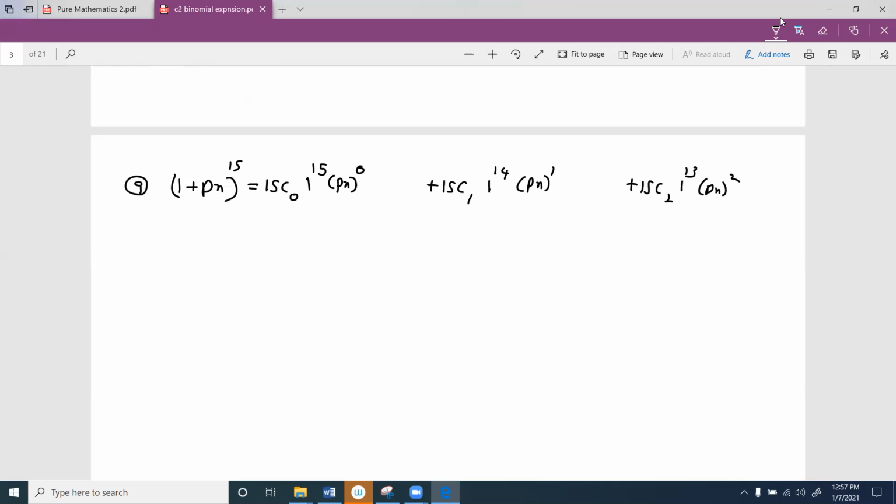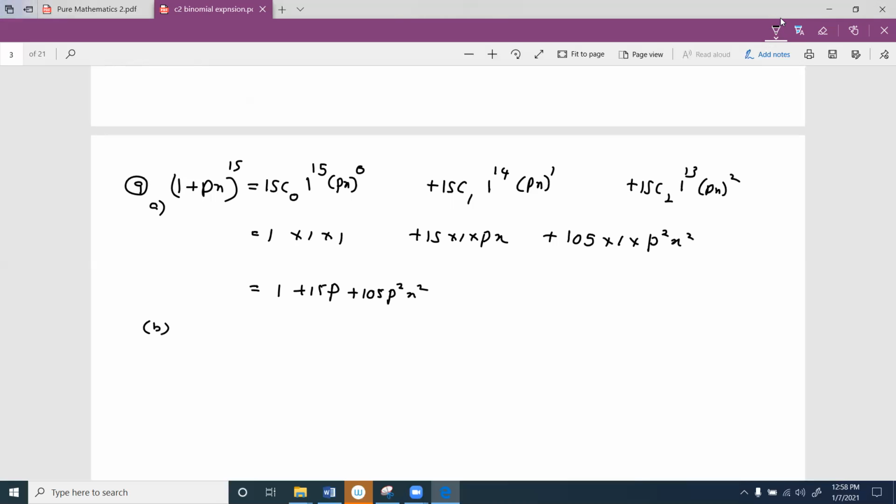Okay, so 15c0 is 1 into 1 into 1. 15c1 is 15 into 1 into px. Then 15c2, that is 105. 105 into 1 into p squared x squared. Right, okay. So if you do this expansion, this is 1 plus 15px plus 105p squared x squared. That's the way of getting this answer. Right, this is part A.